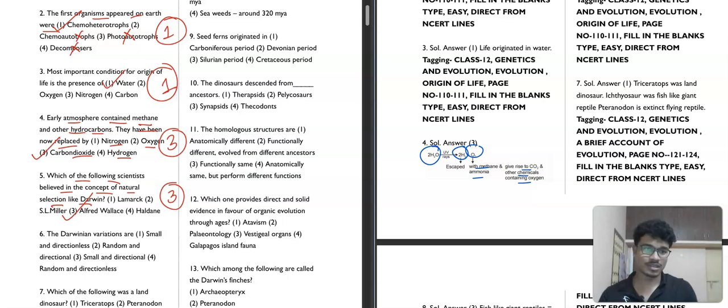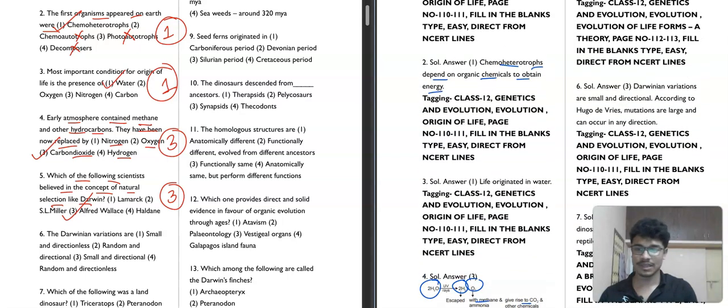Next question, question number 6. It is saying that the Darwinian variations are small and directionless, random and directional, small and directional, or random and directionless. The Darwinian variations are basically small and directional. It is not like mutation, which is random and directionless. According to De Vries, mutations are large and occur in any direction, but not like in Darwin. Darwin had the concept that variations are small and directional. So our correct answer for this question will be option number 3.